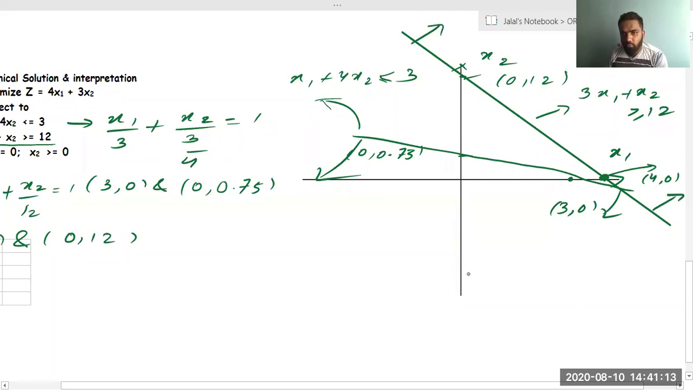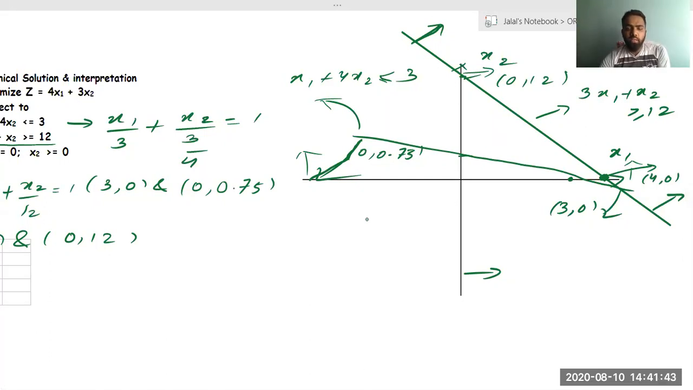Now we know that x1 will be greater than or equal to 0. This is understood. x2 will be greater than or equal to 0. This is also understood, right? So what are we going to get? The first quadrant we are going to get, but one line is moving towards the origin, and this line is moving away from the origin. So there is no feasible region. You are wrong if you are considering this to be feasible. We are sure that this is in the first quadrant, but one line is moving away and one line is moving towards. The upper line is moving away and the lower line is moving towards the origin.